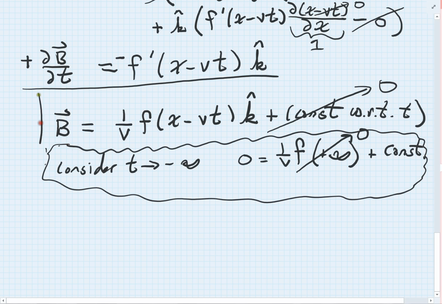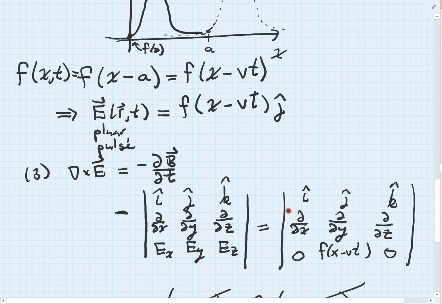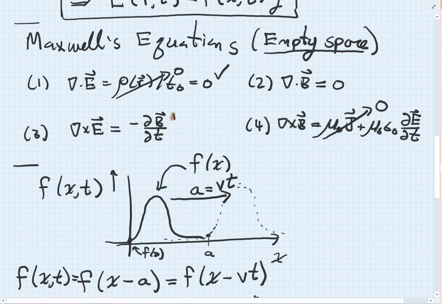And this then is our result for the magnetic field. And so that is the consequence of Maxwell's equation number 3. We now therefore have something that satisfies 2 of our Maxwell equations. So all we have left to do now is to check whether or not we satisfy the remaining 2 equations.